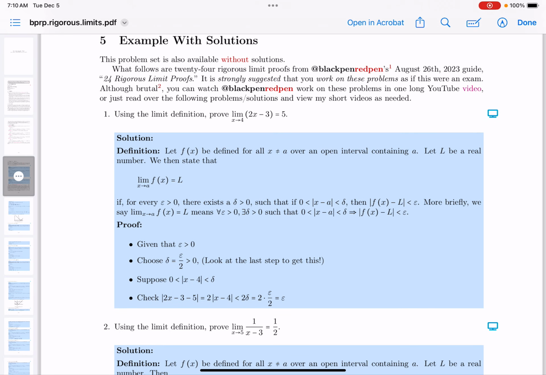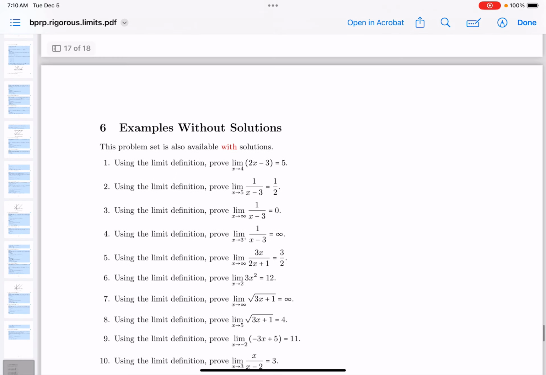Now, certainly, as I go through the problems, I want to point out that in the blue area there is a solution to the problem written up for you, including the definition I'm using to do that proof, and certainly work done over here. The video on the side is what you're watching now, by the way. I want to say these problems are also available without solutions. So if you click on the without solution, I'm going to do that now.